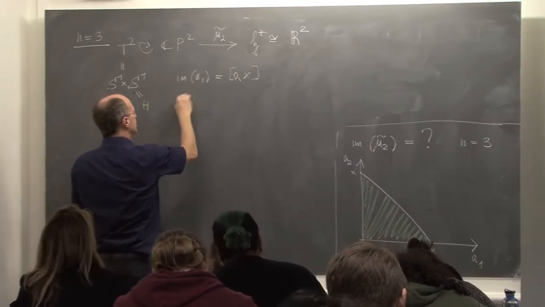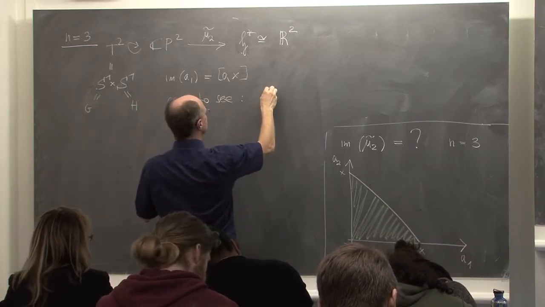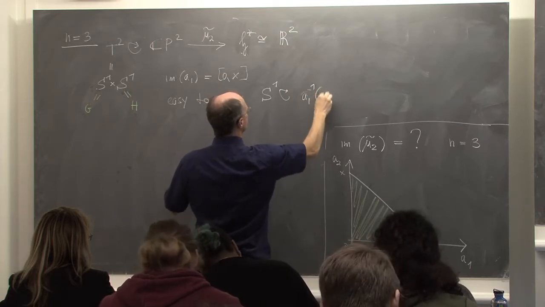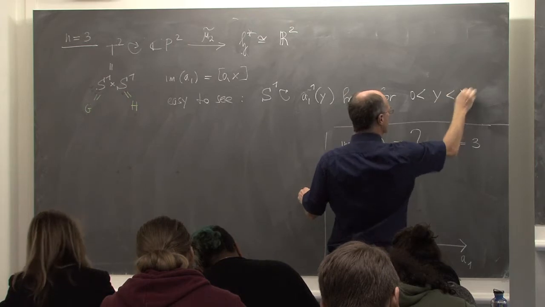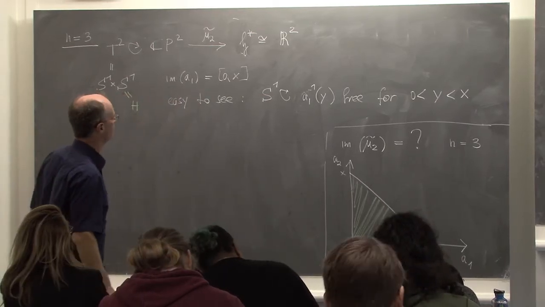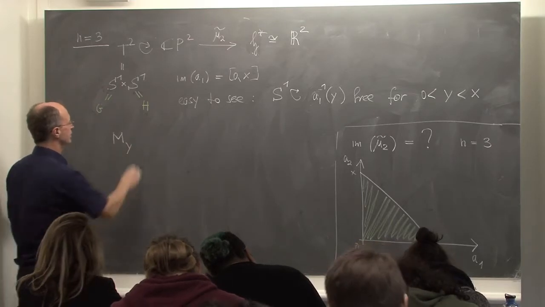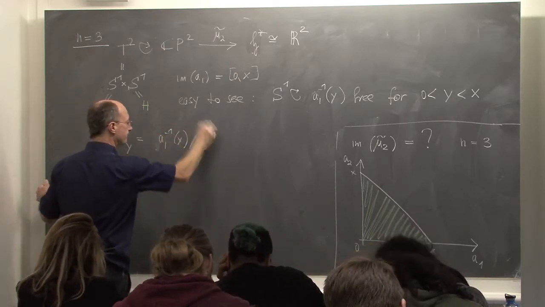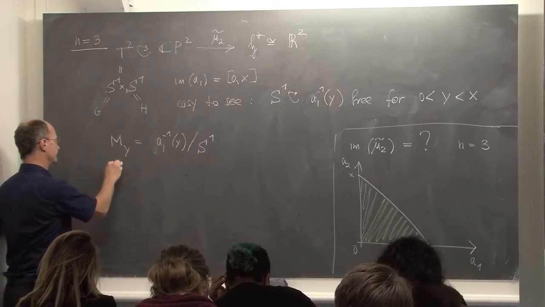Now, perhaps I leave you as an exercise that the S1 action on A1 minus 1 of y is free for y between 0 and x. So this means that I can consider my, which will be A1 minus 1 of y divided by S1. So what will it be? So let's think.